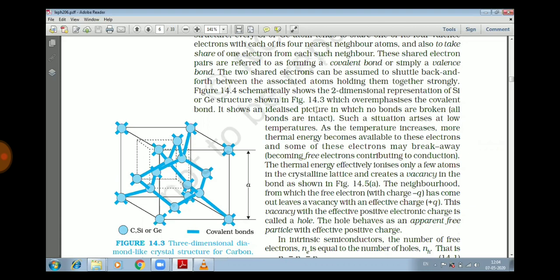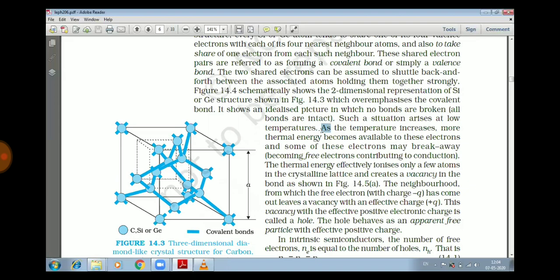It shows the idealized picture in which no bonds are broken. Such a situation arises at low temperatures. Clear? So all the atoms are bonded with their neighboring atoms. There are no broken bonds. Clear? What will happen when the temperature increases?